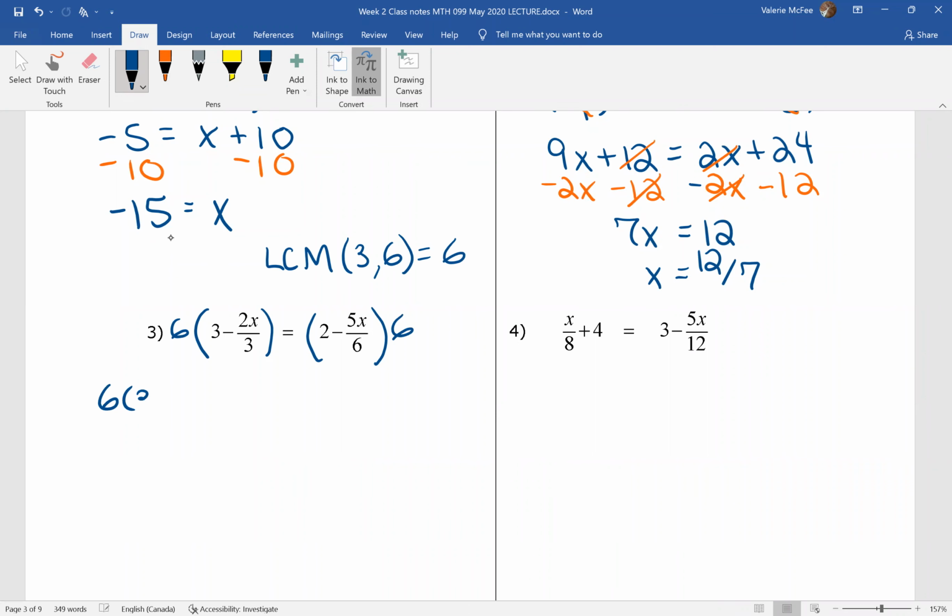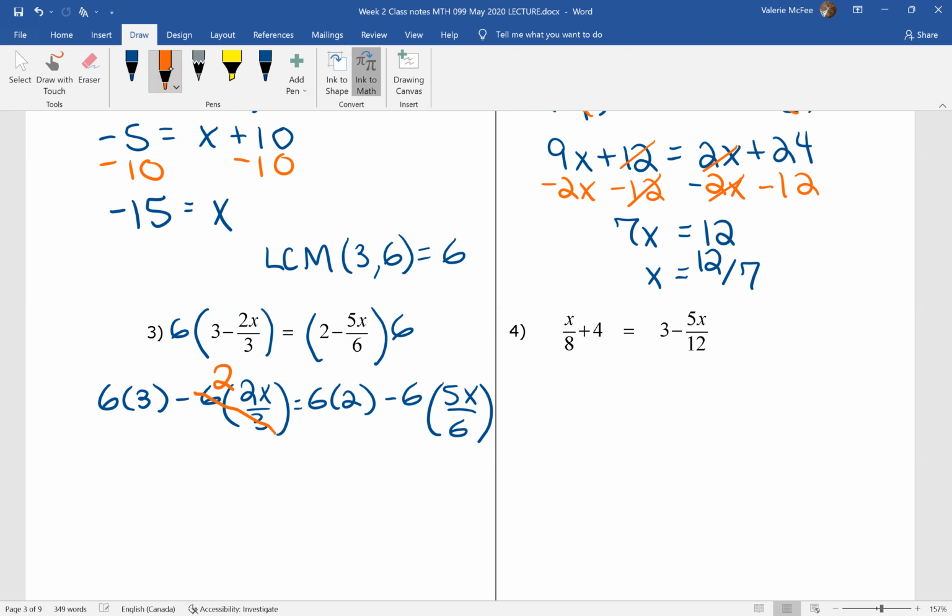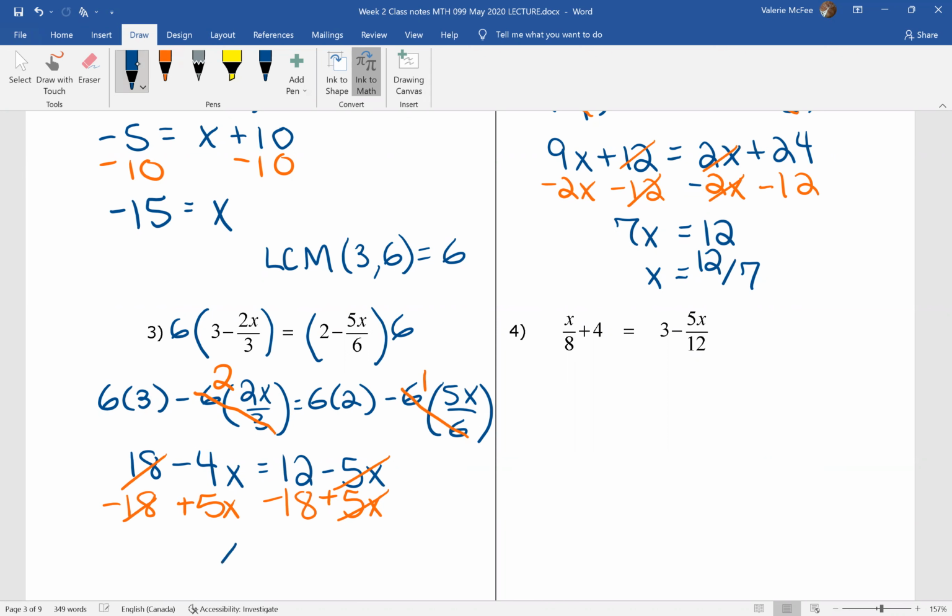We're going to multiply both sides by 6 here. We see we have 6 divided by 3 and 6 divided by 6. So when we simplify this, we have 18 minus 2 times 2, that's 4x, equals 12 minus 5x. Now I'm always moving my x term to the left. It doesn't really matter. It could be on either side. X equals -6. Pause your video, try question 4.